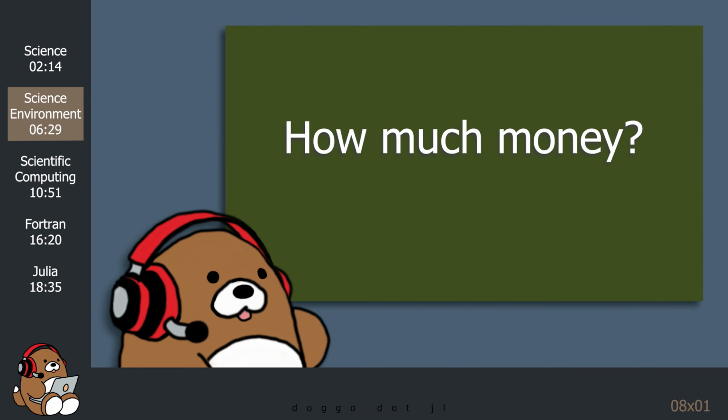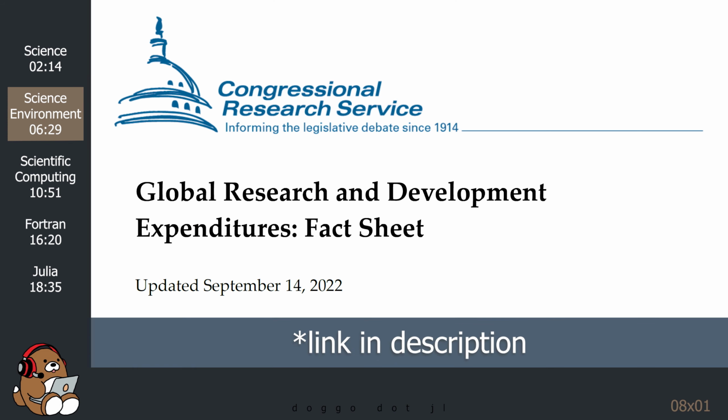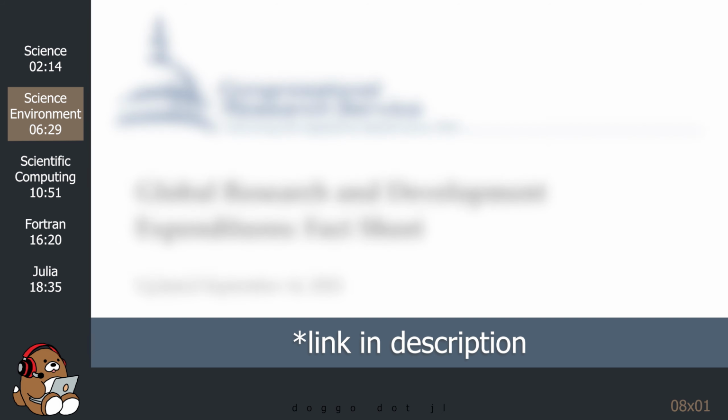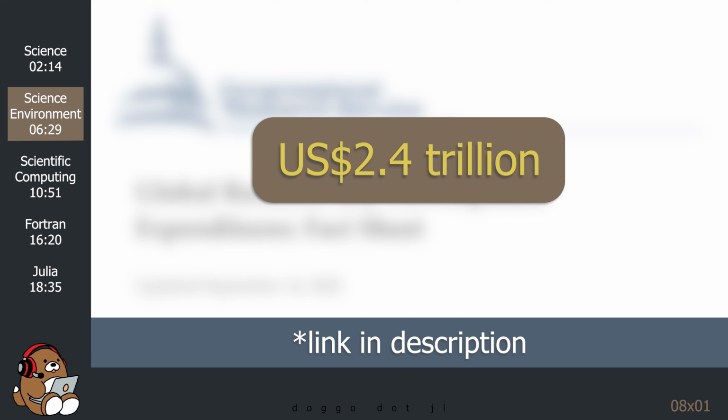Now, how much money is being spent to fund the research activities for all of these scientists? According to a 2022 report by the nonpartisan U.S. Congressional Research Service, global spending in research and development in the year 2020 was estimated to be roughly $2.4 trillion US dollars. This figure includes funding from both public and private sources. $2.4 trillion is a lot of money. Again, this is a lot more than I was expecting.